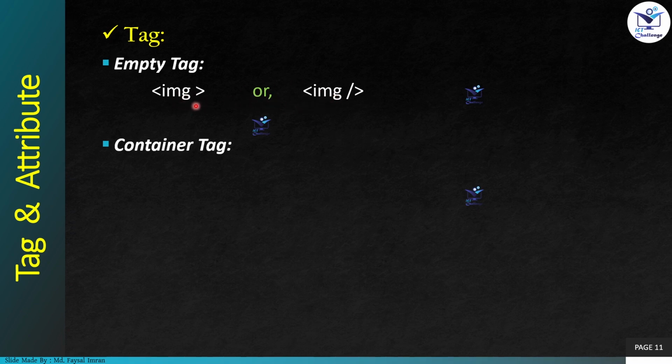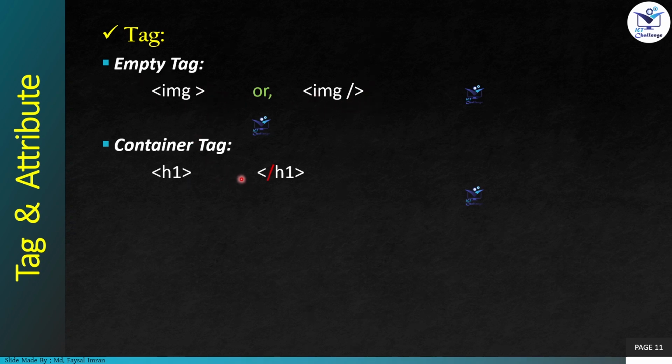Here we don't have any slash, but in this system you can give the slash after the name. Like img is your tag name, then you can put here a slash, then you can close the angular bracket. So here you can write this one or this one. You can't write both of the tags in a single line. So that means you can write this or this.